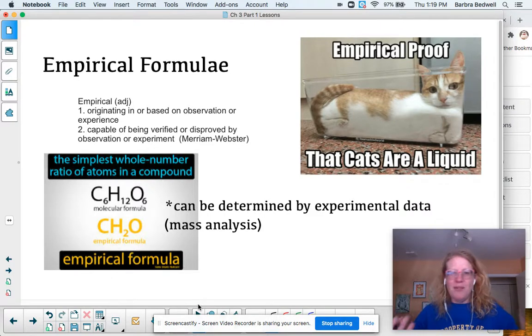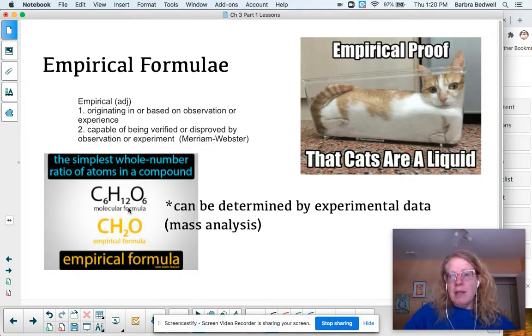Not just like, oh, it's 5% hydrogen, but is it H2 or is it H1 or is it H3? Trying to actually figure out what the little subscript numbers are. So in this little visual over here on the left, hopefully you can see what the difference is between an empirical formula and a molecular formula.